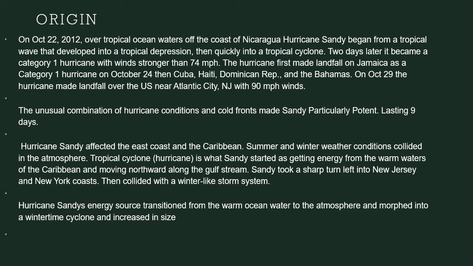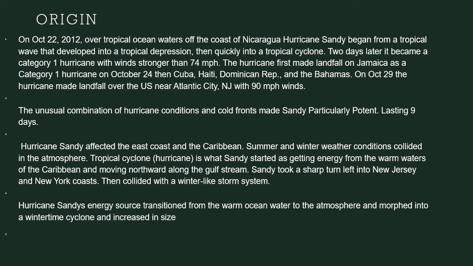On October 29th, the hurricane made landfall over the U.S. near Atlantic City, New Jersey, with 90-mile-per-hour winds. The unusual combination of hurricane conditions and cold fronts made Sandy particularly potent, lasting 9 days. Hurricane Sandy affected the East Coast and the Caribbean. Summer and winter weather conditions collided in the atmosphere.